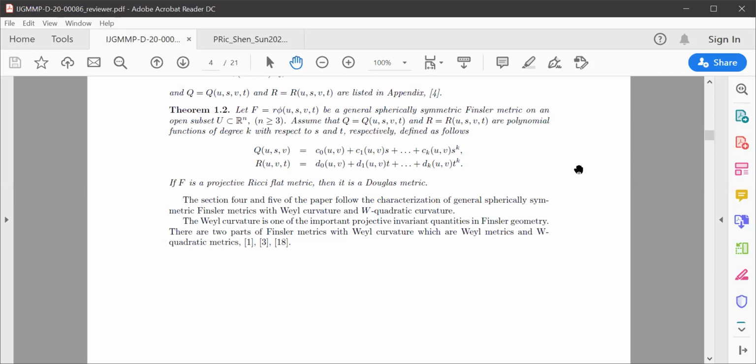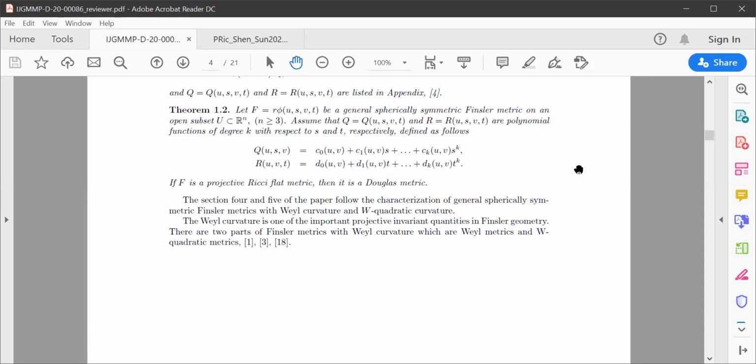Whether this is true or not, based on my observation, I never see a problem like that. If it's Einstein, then it must be Douglas. For general spherical symmetric metrics, that's possible. Now, but it's unlikely. Okay. Well, let's see the proof. It's harder to understand maybe.